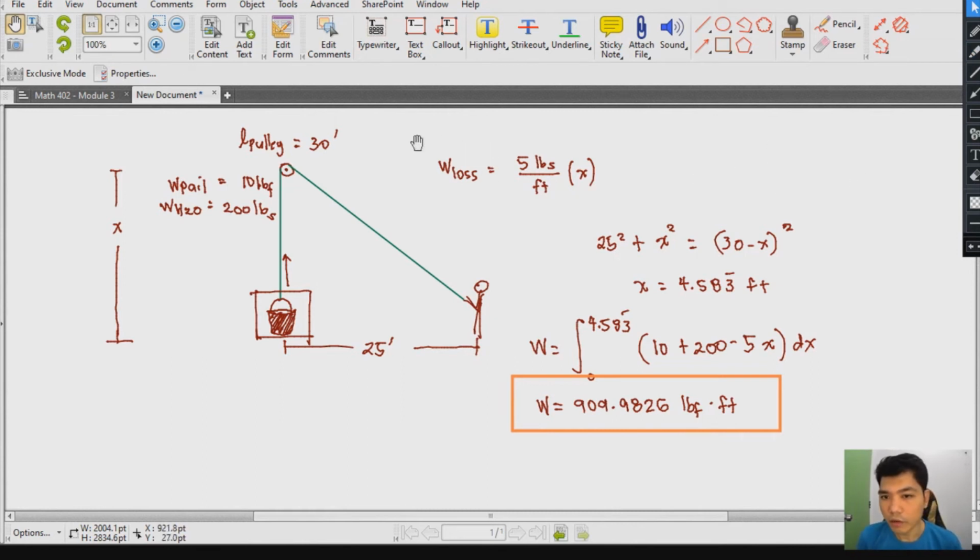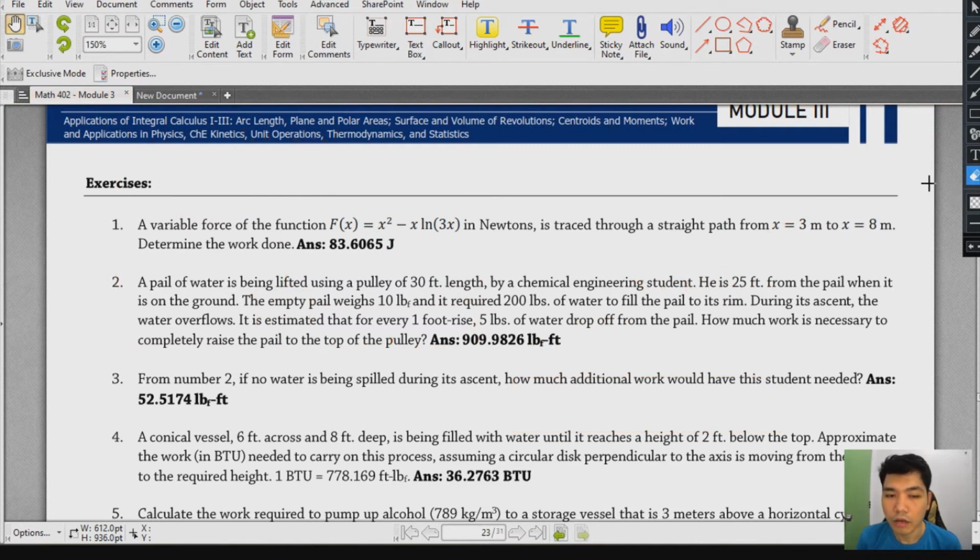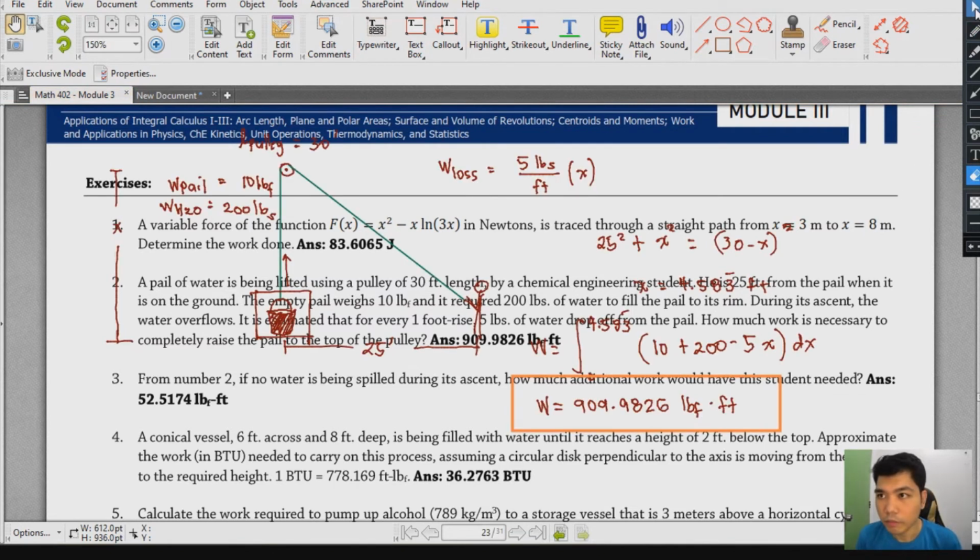Okay, so that's just how easy this problem 2 is. So I think we can now proceed with number 3. So for number 3, oh, sorry, since number 3 will be using the same problem, let's just leave it unerased.